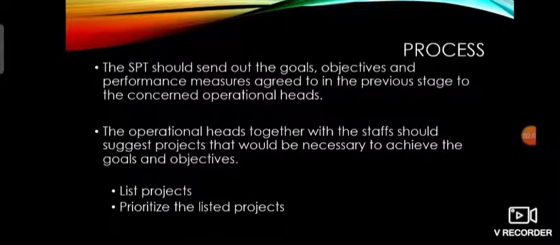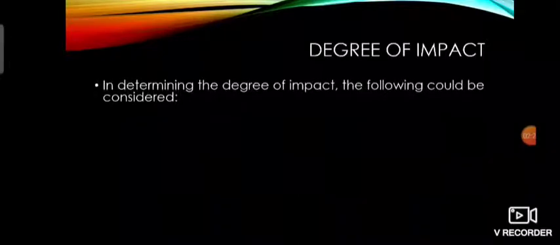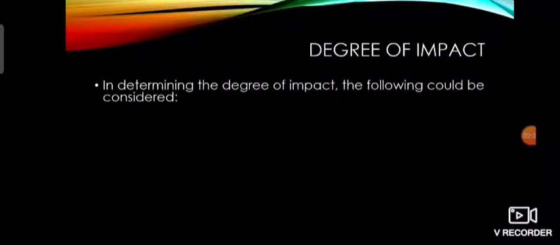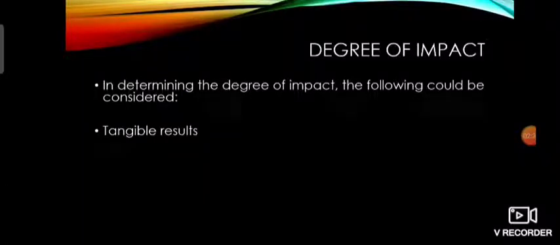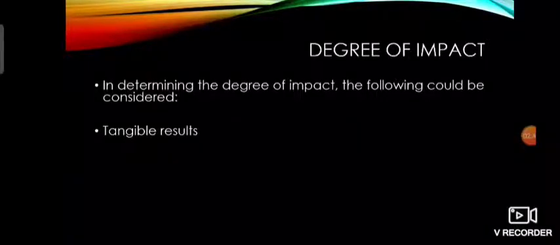Also, we prioritize these listed projects. Okay, so the listed projects can then be prioritized on the basis of the following criteria. Number one here is the degree of impact. All right. So, in determining the degree of impact, the following could be considered. All right. So, is our implementation matrix showing a tangible result? Is there a good result that we are getting from the project? What else?